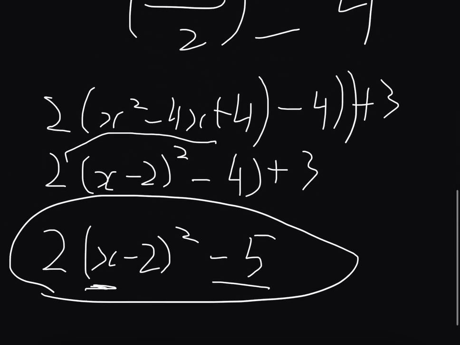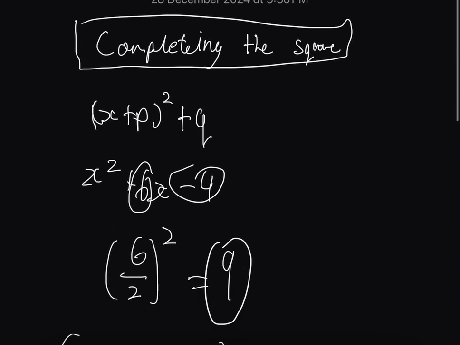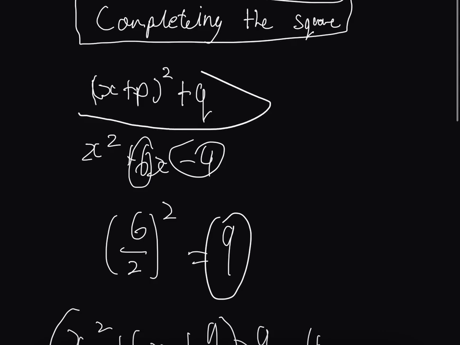So this is how you complete the square. It just turns a quadratic into the form (x + p)² + q.